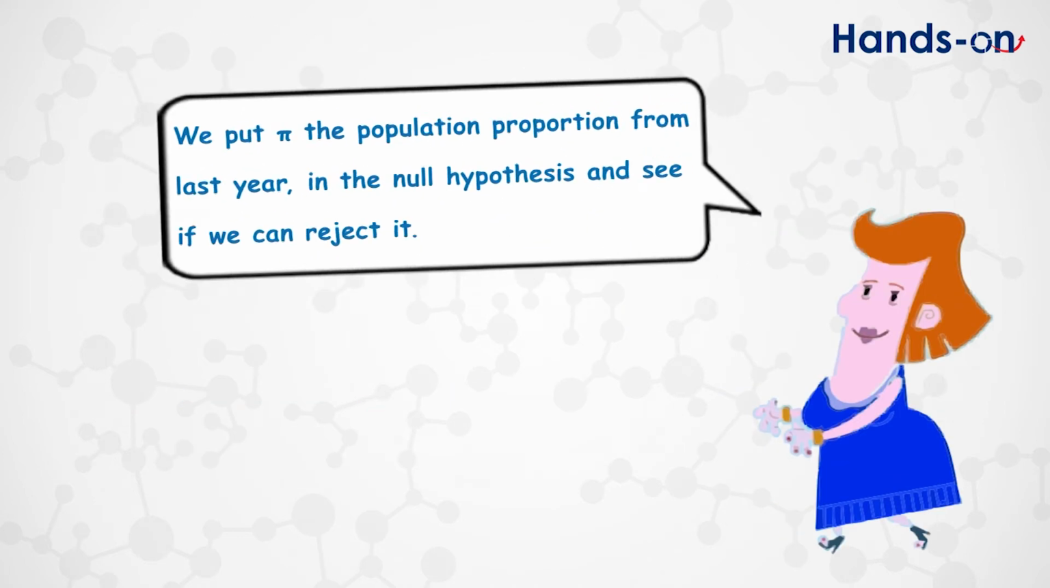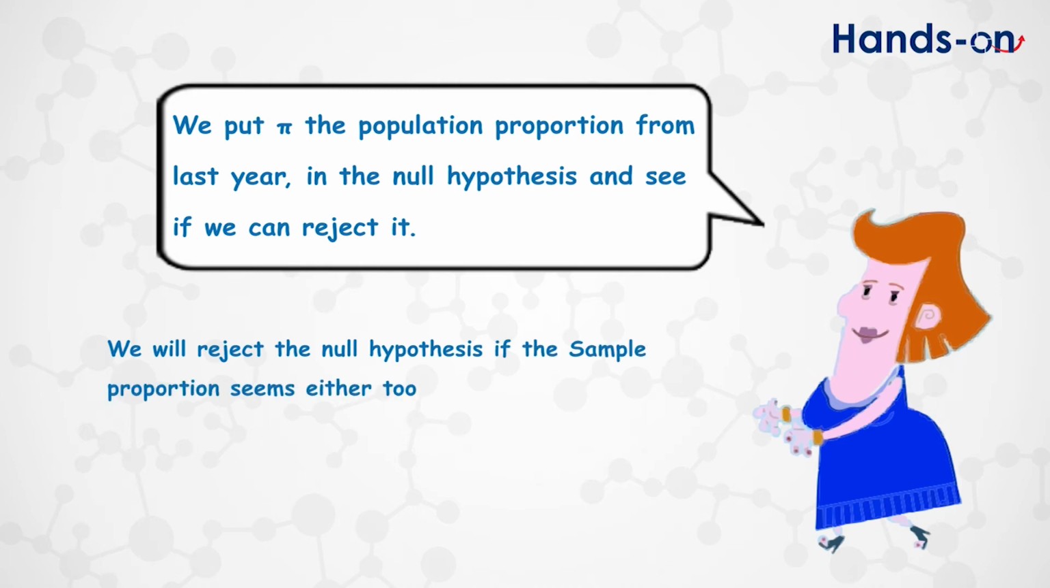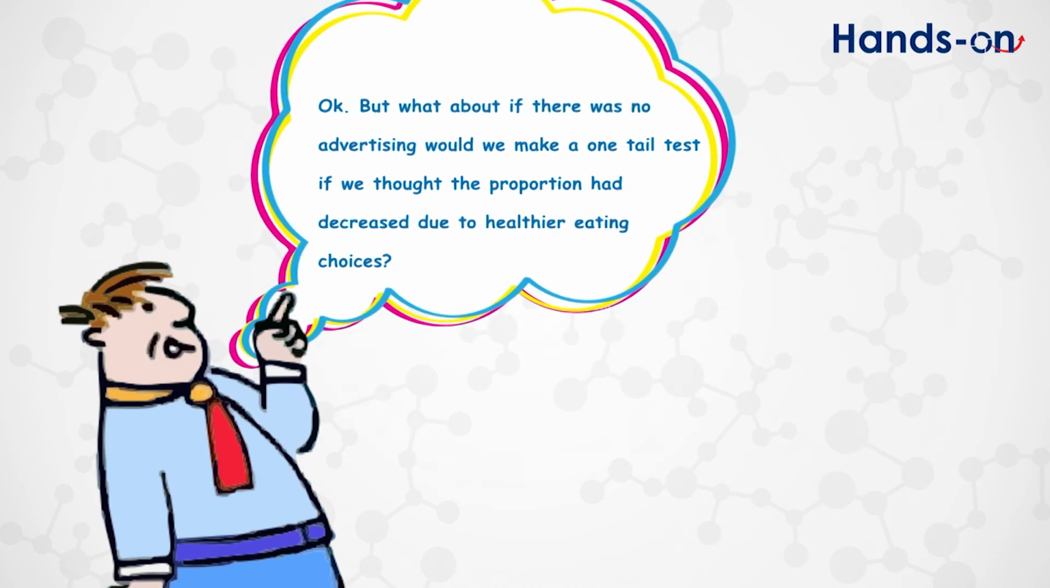Oh, we put pi, the population proportion from last year, in the null hypothesis and see if we can reject it. We'll reject the null hypothesis if the sample proportion seems either too large or too small to be from a population where hamburgers account for 60% of the total sale value.